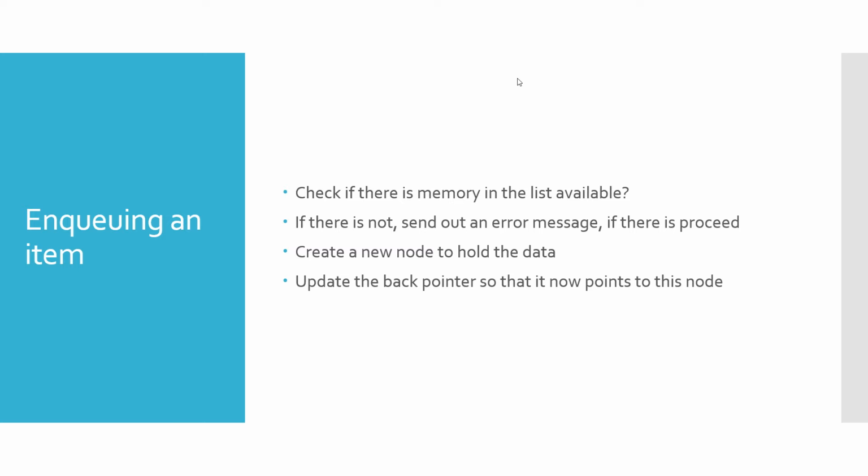However, if there's memory or there's space in your queue, then you do proceed. You're going to create a new node to hold the data, and then you're going to update the back pointer so that it now points to this new node, and you now know where the back of your queue is.